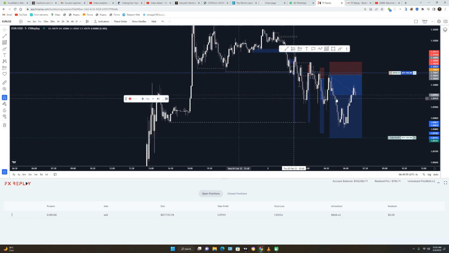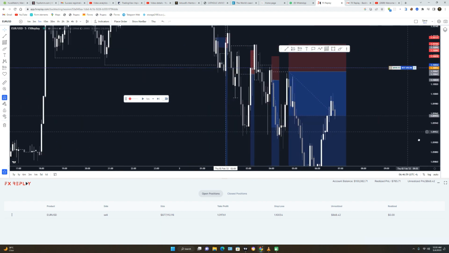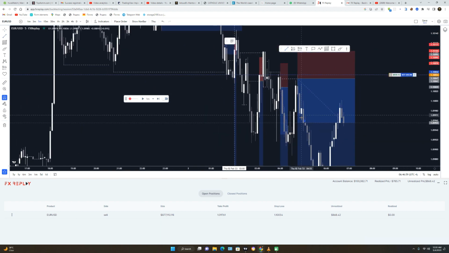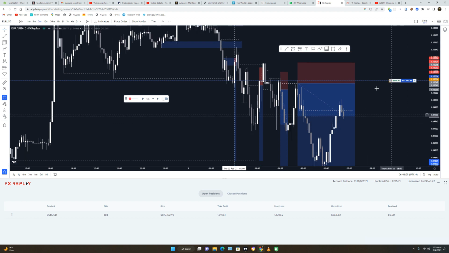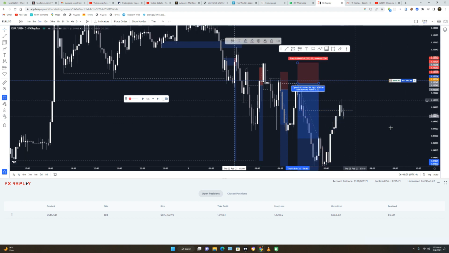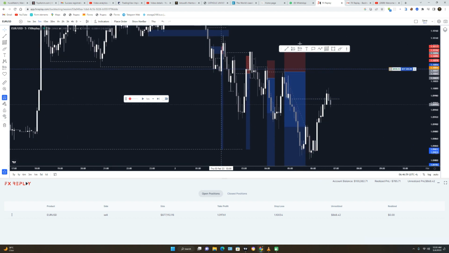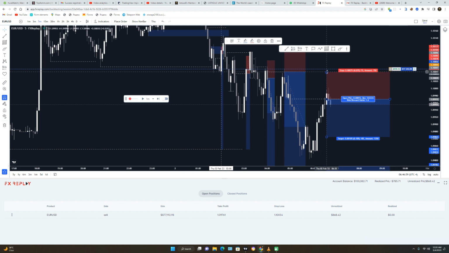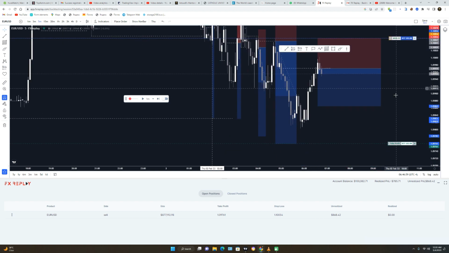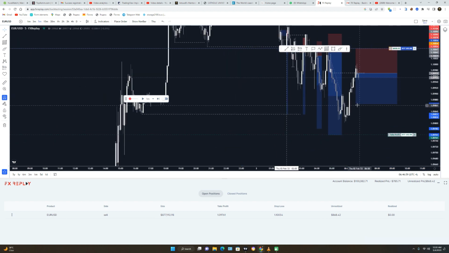Wait, or this can be a re-entry again? That would make more sense. This can be a re-entry here. Let's see if we can re-entry. Let me do this, then I get the re-entry. If I get the re-entry here and stop loss somewhere at this zone, is the stop loss way too big?